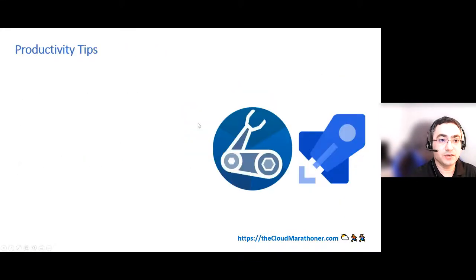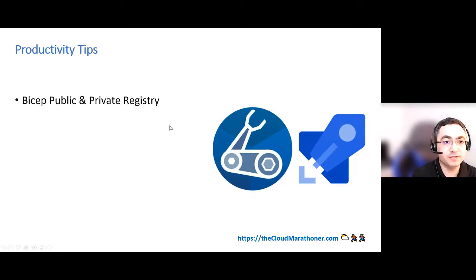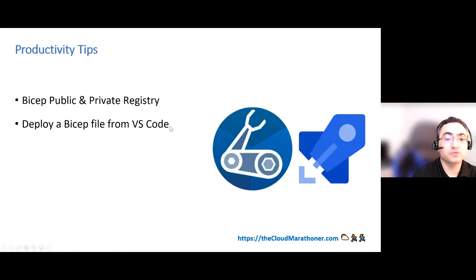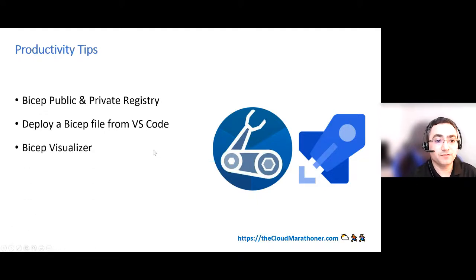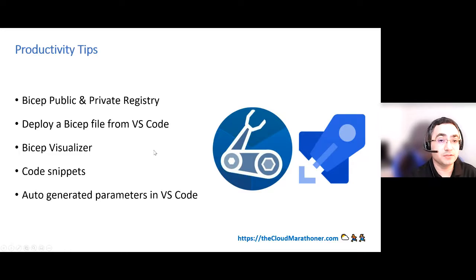Next, productivity tips. I kind of glanced into some of them, but I will show you how you can use right-click deployment using Visual Studio Code. So if you forget how to deploy using the scripts, you can use that wizard for your Bicep file deployment. Then you can have the Bicep visualizer, code snippets, and auto-generated parameters in Visual Studio Code.